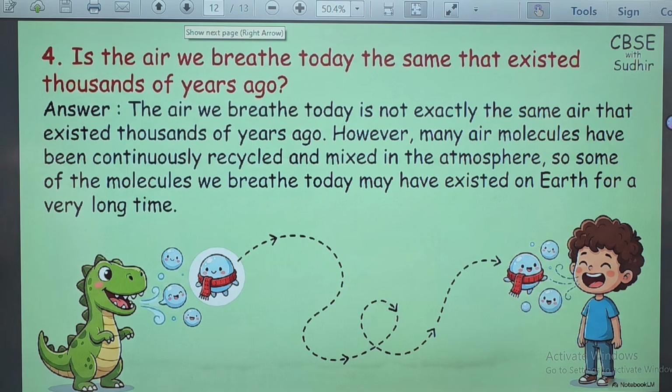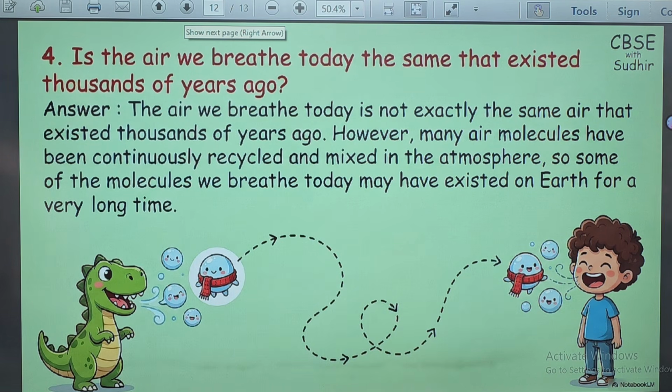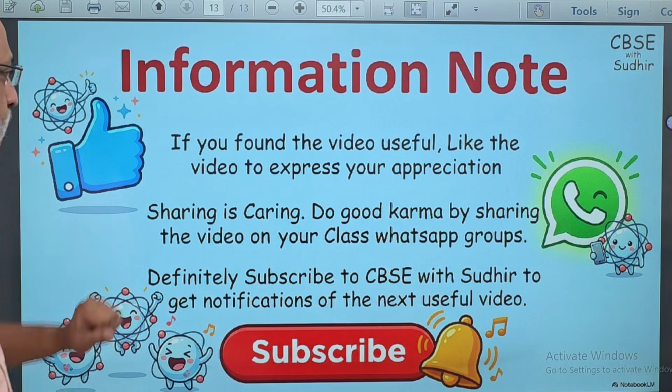Is the air we breathe today the same as existed thousands of years ago? Very interesting question. The air we breathe today is not exactly the same air that existed thousands of years ago, but many air molecules have been continuously recycled and remixed in the atmosphere. So some of the molecules we breathe today may have existed on Earth for a long time, and some dinosaur also may have breathed the same air that you are breathing today, right? So isn't this very fascinating? So this is another interesting question.